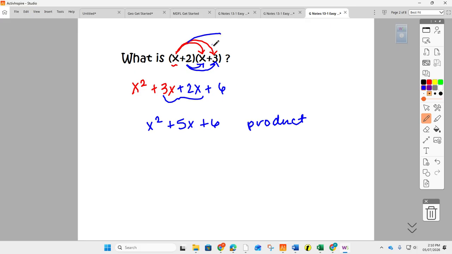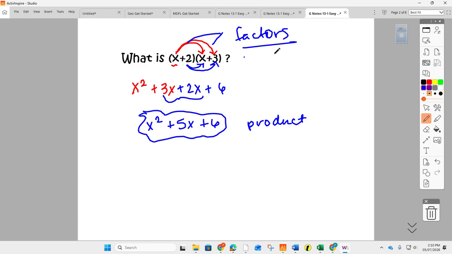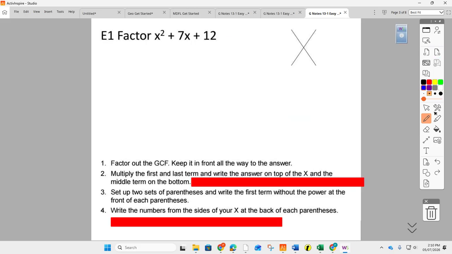These are the factors. Factors are things you multiply together to get a product, okay? So we are going to be doing the reverse of this. They're going to give us a product, and we have to write the factors. So the first thing, there's a nice little strategy, step by step, makes it super easy. We've got a trinomial, x squared plus 7x plus 12.